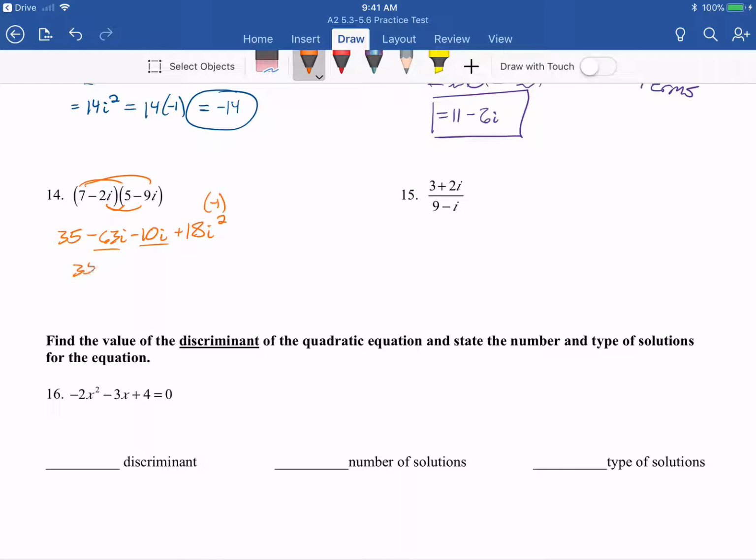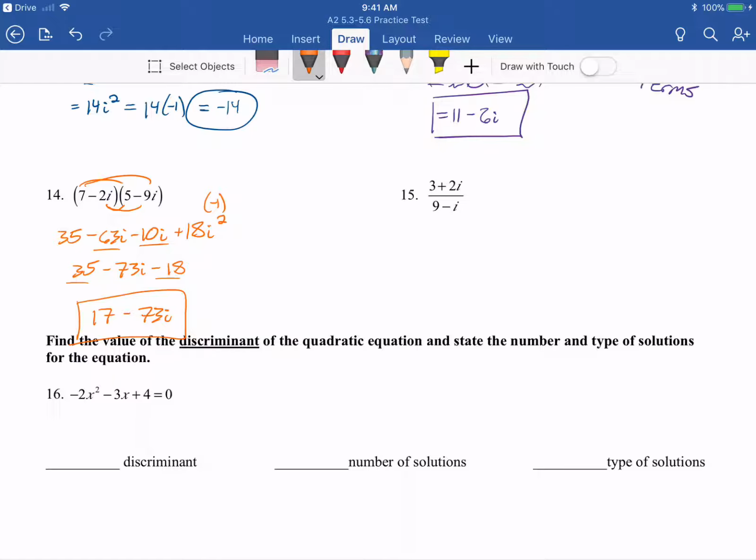So I have 35, and negative 63 minus 10 turns into negative 73i. And then this is going to turn into minus 18 because 18 times negative 1 is going to be negative 18. So now I can combine the 35 and the negative 18, so I get 17 minus 73i for that guy there. All right, so go through, simplify that guy.